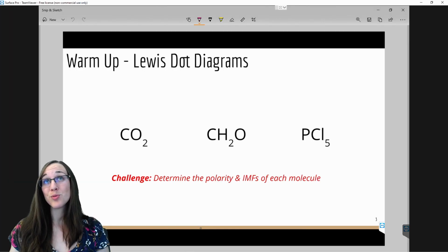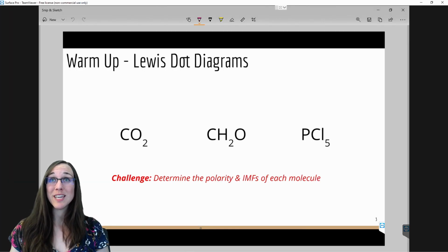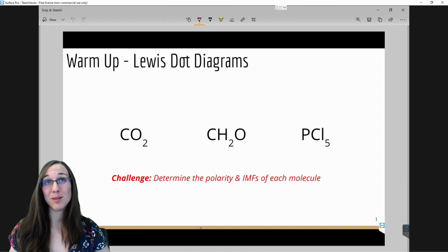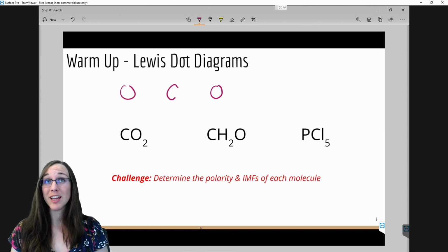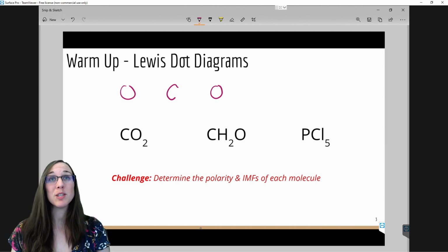If we are going to draw a Lewis dot diagram for CO2, we need to notice that there's one carbon atom and two oxygen atoms. We'll draw a C and two O's. I'm kind of skipping steps here. I'm already putting the more electronegative atom, that is C, in the middle between the two O's.